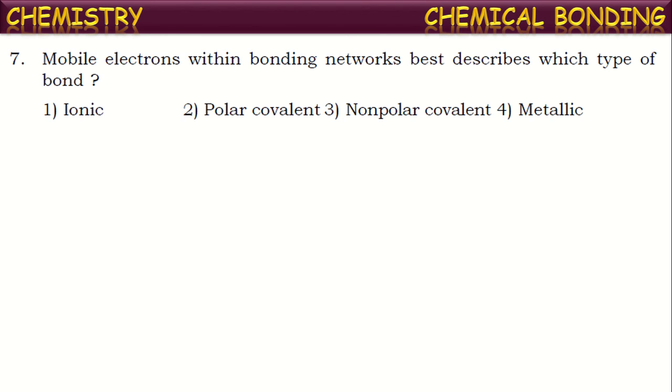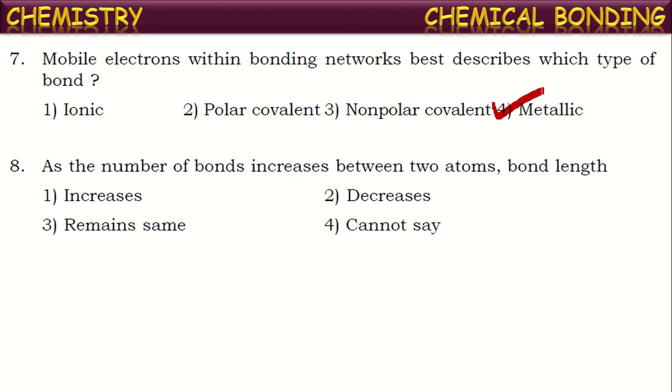Next, mobile electrons within a bonding network best describe which type of bonding? So the mobile electrons and the positive ions in the middle represent metallic bonding. We observe mobile electrons in metallic bond formation.